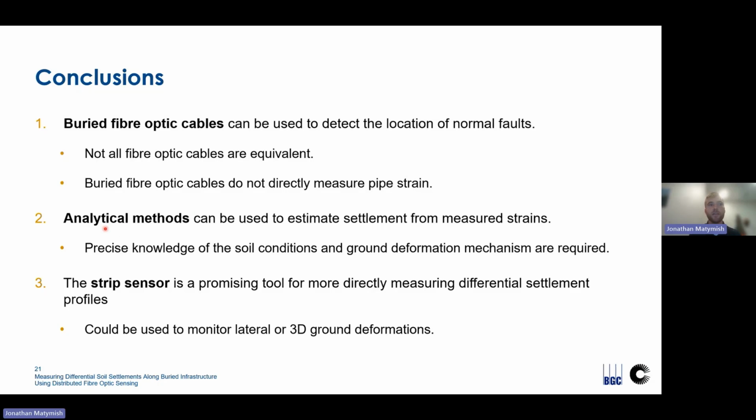Secondly, we saw that we can use analytical methods to estimate settlement from measured strains along these cables. However, it really requires precise knowledge of the soil conditions and the ground deformation mechanism. And then finally, we introduced the strip sensor as a promising tool for more directly measuring differential settlement profiles, which could be extended to monitoring lateral deformations or even 3D ground deformations.